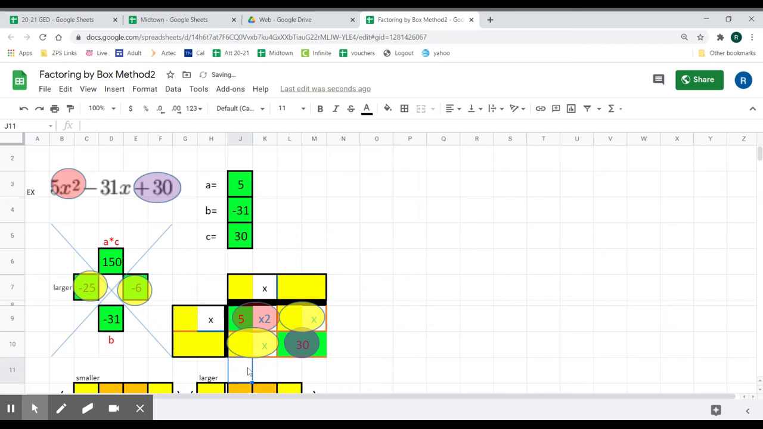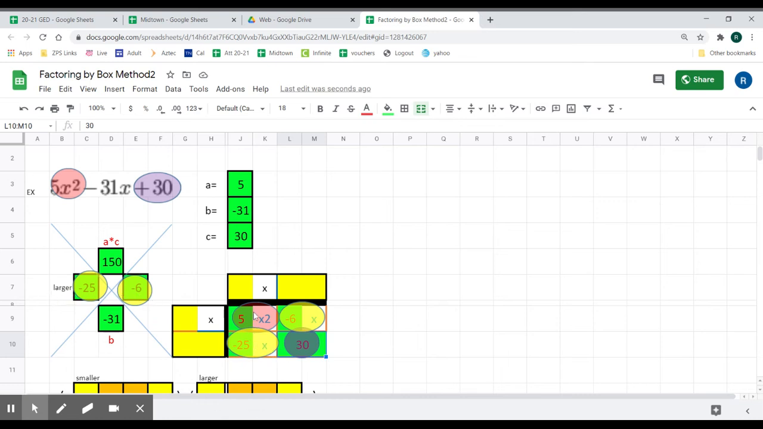So I go and put the 150 in one of these. The negative 25 in one of these. It doesn't matter which one. So we'll put the negative 25 here. And in this one, I'll put the negative 6. So where did I get those numbers? I got them from these two right here.